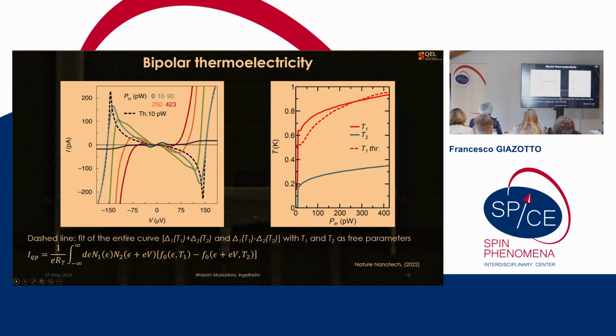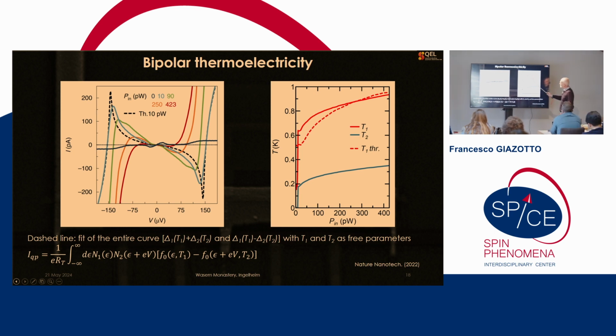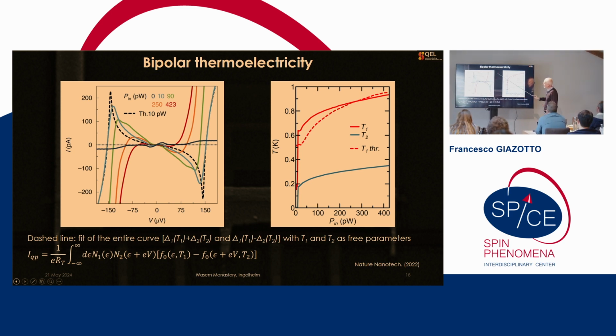Now, let's see what comes out when we talk about full non-equilibrium situations. So now we want to demonstrate bipolar thermoelectricity. We start by keeping the cold electrode at the base temperature of the fridge, 30 milli-kelvin, and then we start driving power in the large gap superconductor. You see, we start from 0. The 0 is the blue line, this one.